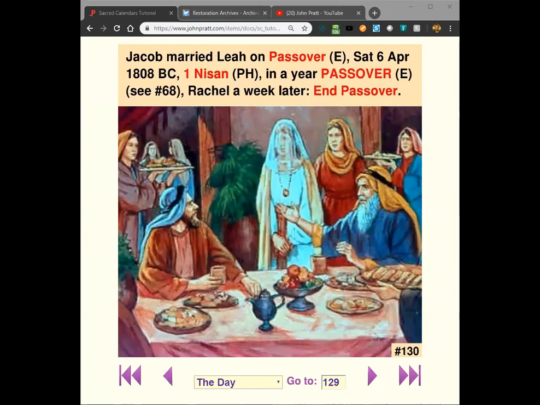Now, he marries Rachel 1 week later, and that on the Enoch calendar is the end of Passover, 7 days after Passover. So they're both married on the 2 holy days of Passover. And when you look at the star calendars and all the others, it's just amazing how equal they are. Okay, next slide, 130.